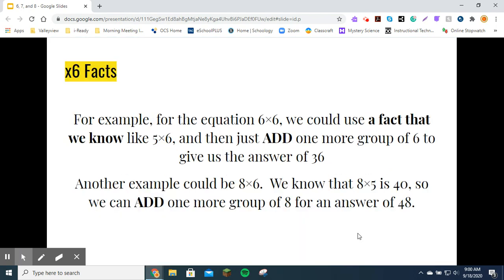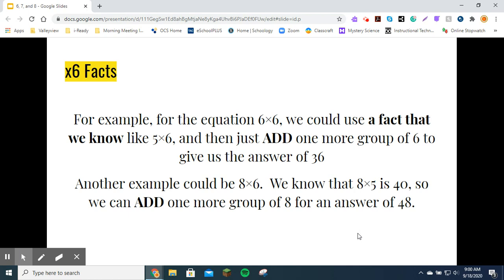Now, I've just gone right to examples because, again, we'll show the known facts here. But let's talk about 6 times 6. What we can do is use a fact that we know, like 5 times 6. At this point, all of you are already like, well, that's easy. That's 30. So 5 times 6 is that. 6 times 6 means we add one more group of 6 to that 30, and 30 plus 6 is 36.